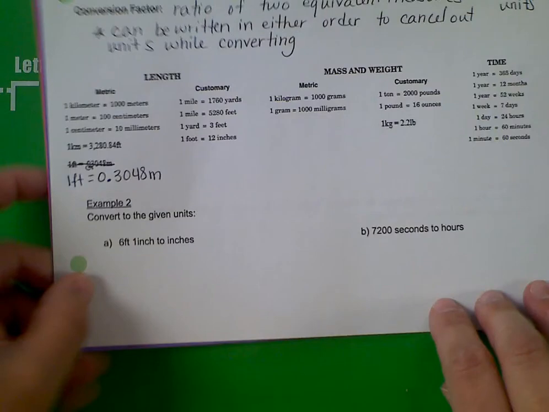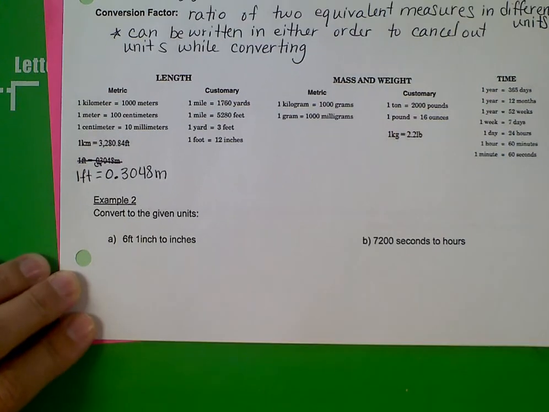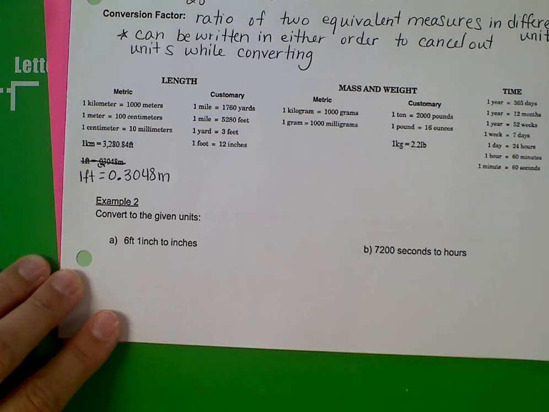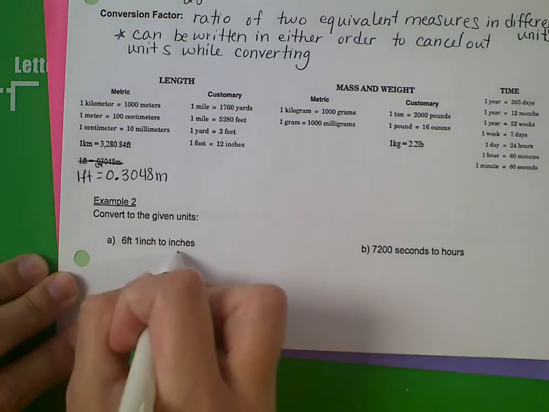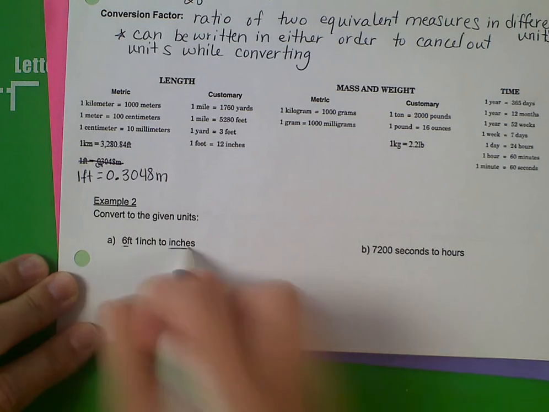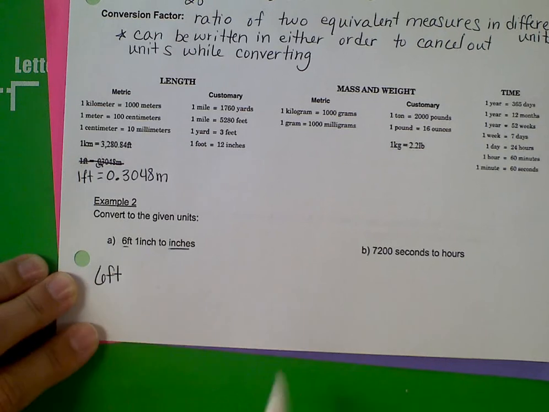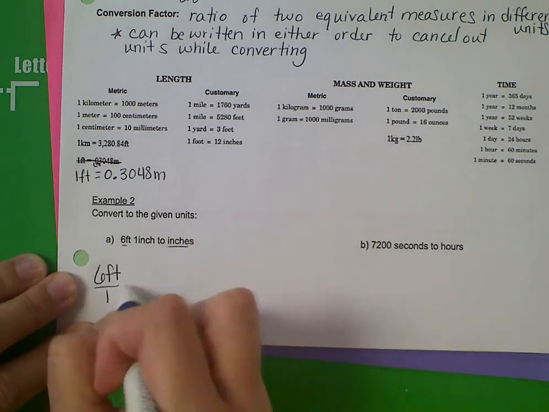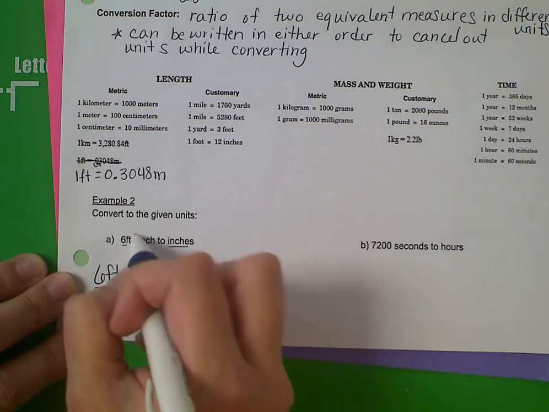We are going to convert to the given units. And we're going to do it using ratios, which might seem like the long way to do it, but we're starting with simple ones so that when you get more complicated things to convert, you'll know how to do it. So we have 6 feet, 1 inch, converting to inches. So I'm going from feet, and I want to end up with inches. I have 6 feet. I'm going to write that over just the number 1. I want to get rid of the feet and end up with inches.